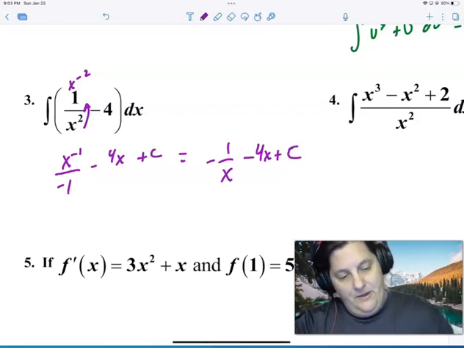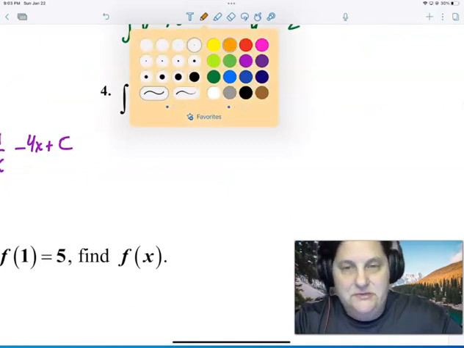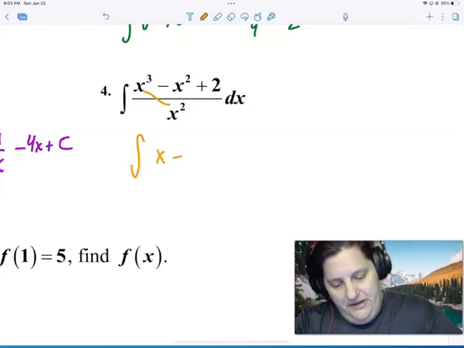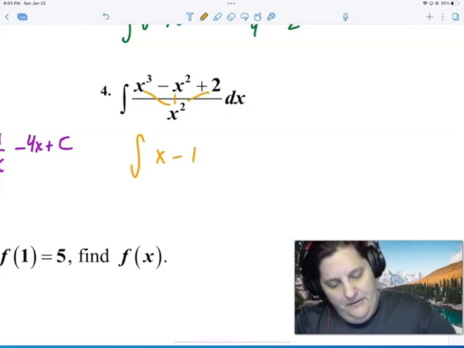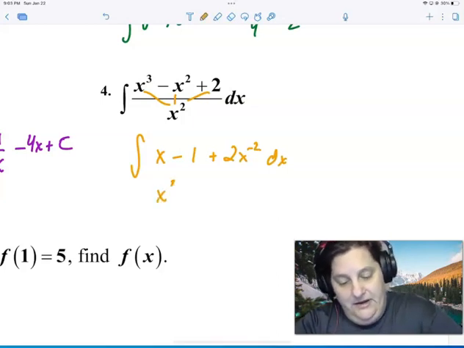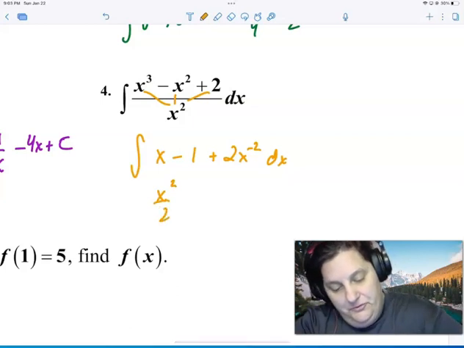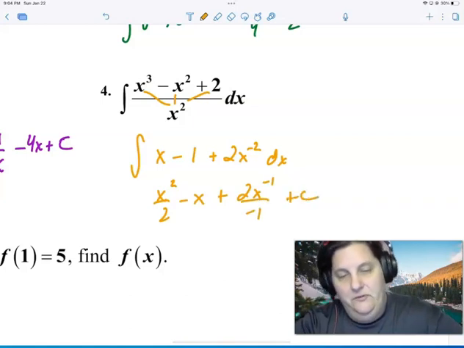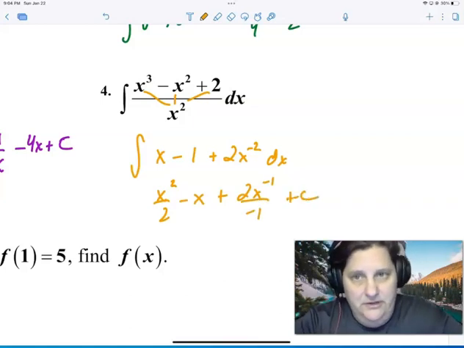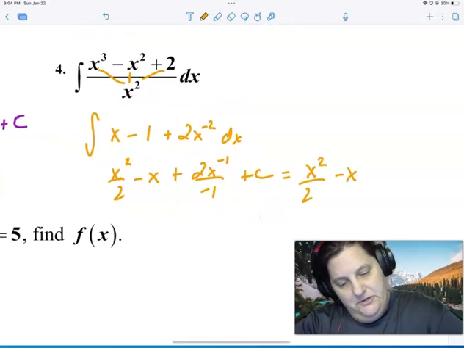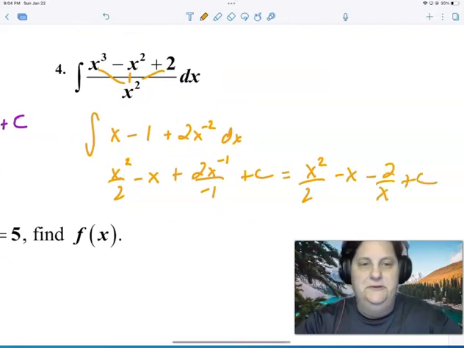And then my last one, we talked about this idea of splitting up the fractions, where I can go x to the 3rd over x squared is x, x squared over x squared is 1, and then 2 over x squared can look like 2x to the negative 2. When I integrate this, I get x squared over 2 minus x. And then if I add 1, it's 2x to the negative 1 over negative 1. Again, on a free response test, please leave it like that. Multiple choice test, it'll probably be written like this. So probably minus 2 over x plus c.